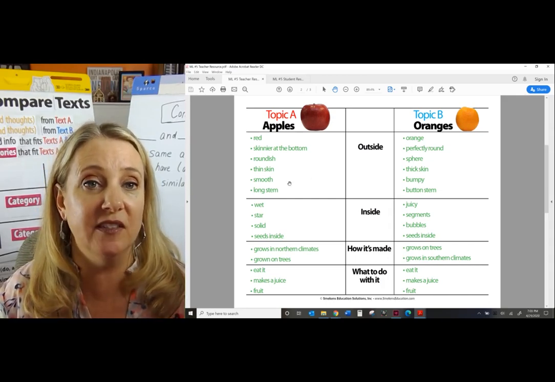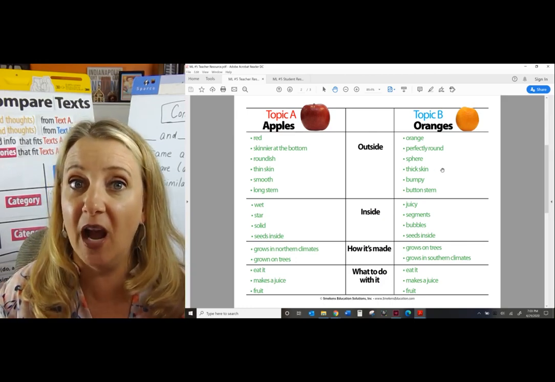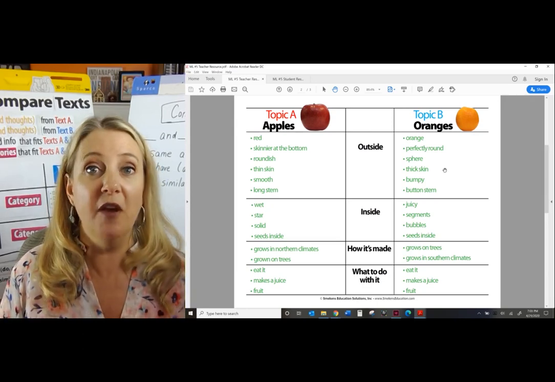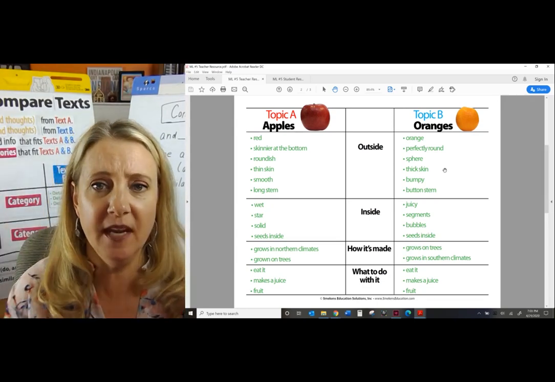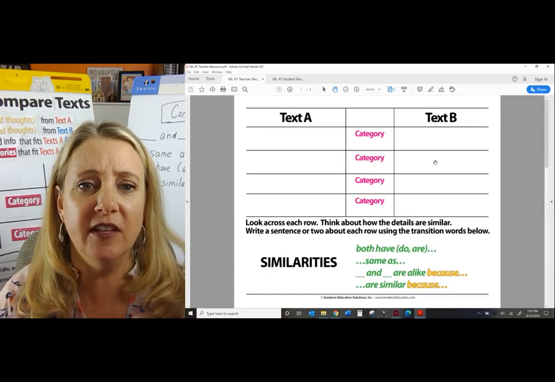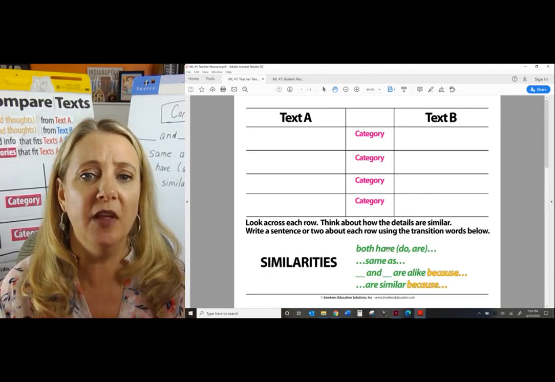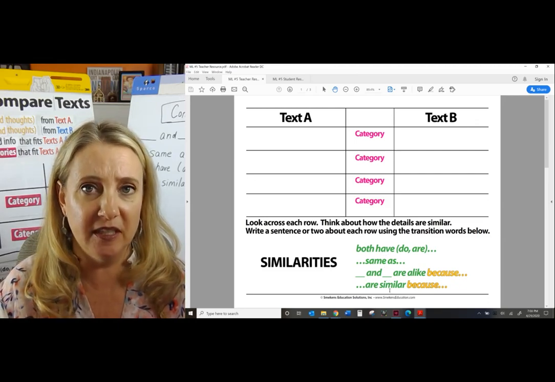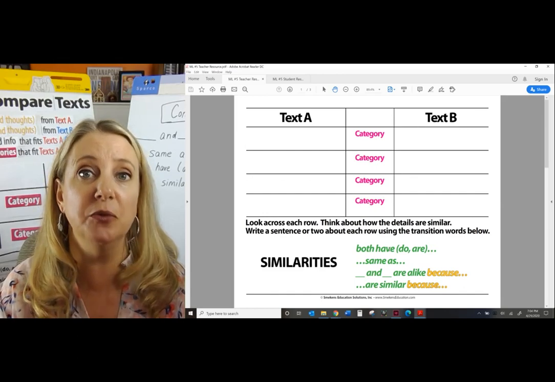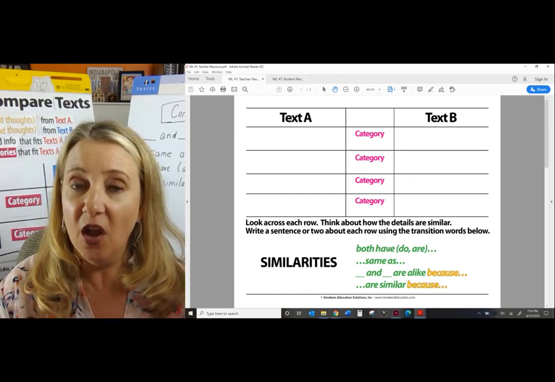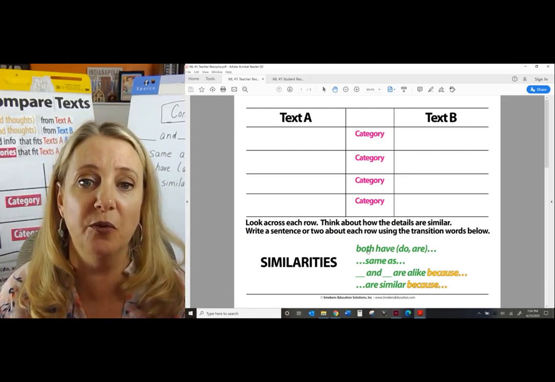So now it's time for us to look across the rows and figure out what these two very different objects have in common. Now, let's look at this sheet for just a minute. So we're going to look across each row and we're going to think about how they're similar. And here are some of the transition words that we might use in our writing. We can say it orally first, and then we'll put it into writing.